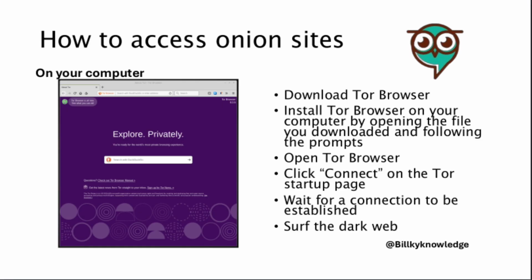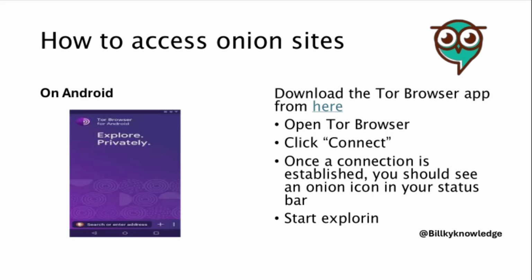How to access onion sites on your computer. Download Tor browser from here. Install Tor browser on your computer by opening the file you downloaded and following the prompts. Open Tor browser, click Connect on the Tor startup page. Wait for a connection to be established. Surf the dark web.